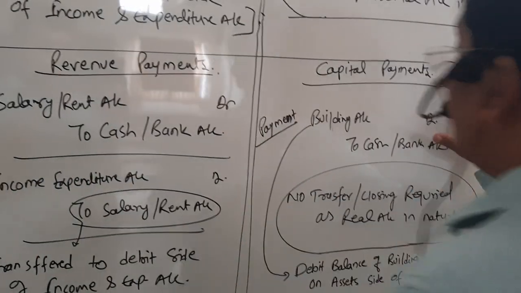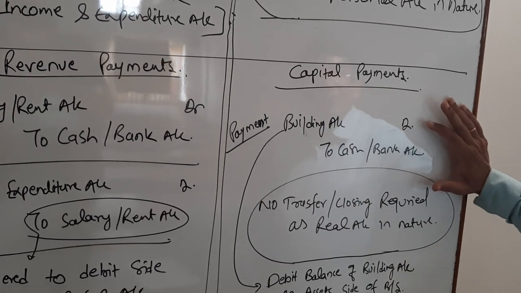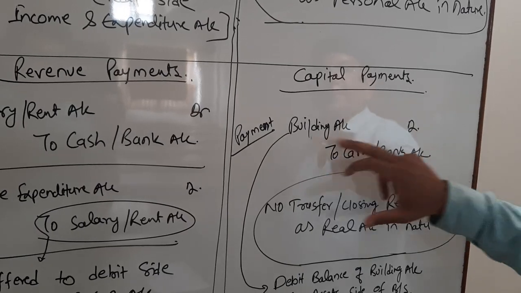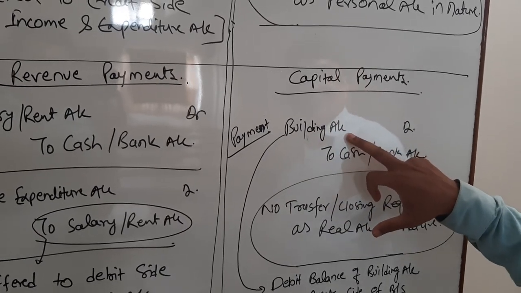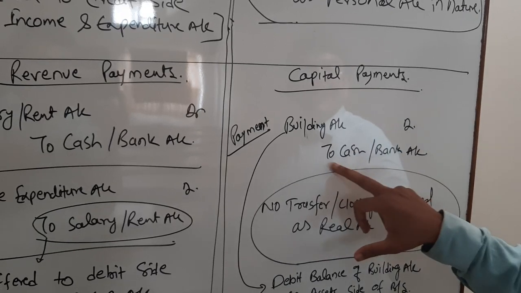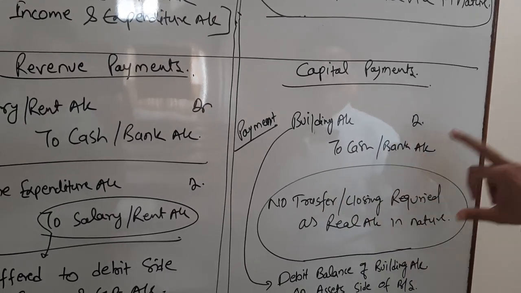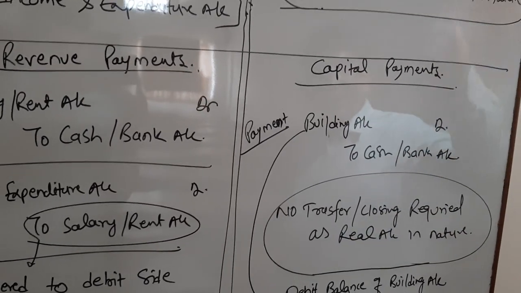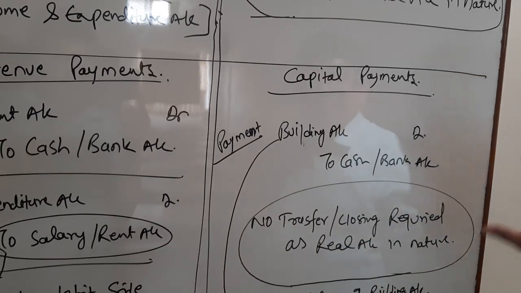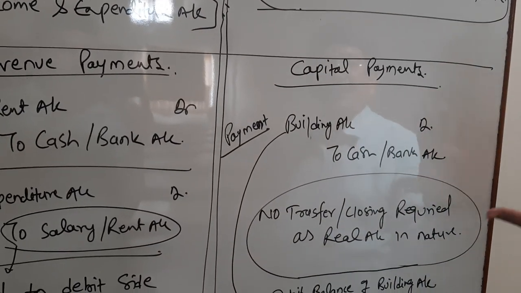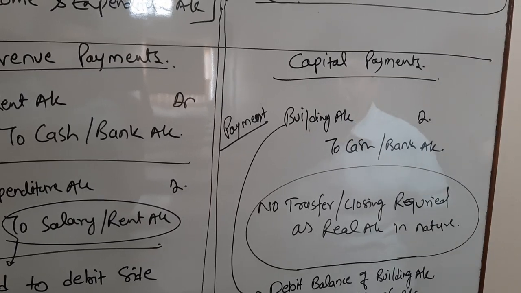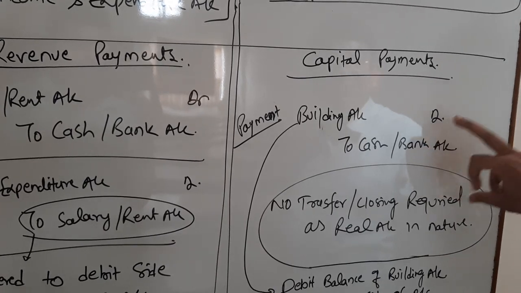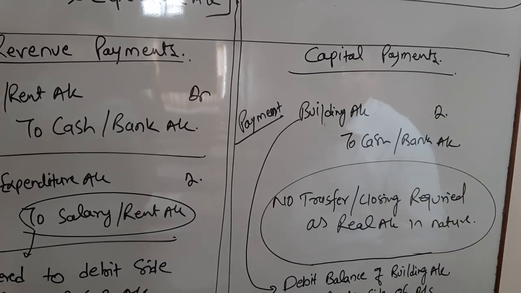For capital payments, at the time of purchase of fixed assets, capital payments meaning acquiring fixed assets, building or whatever asset we are acquiring will be debited and cash or bank account will be credited. This is real account in nature. Personal and real accounts are not closed and transferred at the end of the year. Their balances are to be shown on the balance sheet. So building account, which is an asset, a real account in nature, its debit balance will be shown on the asset side of the balance sheet.